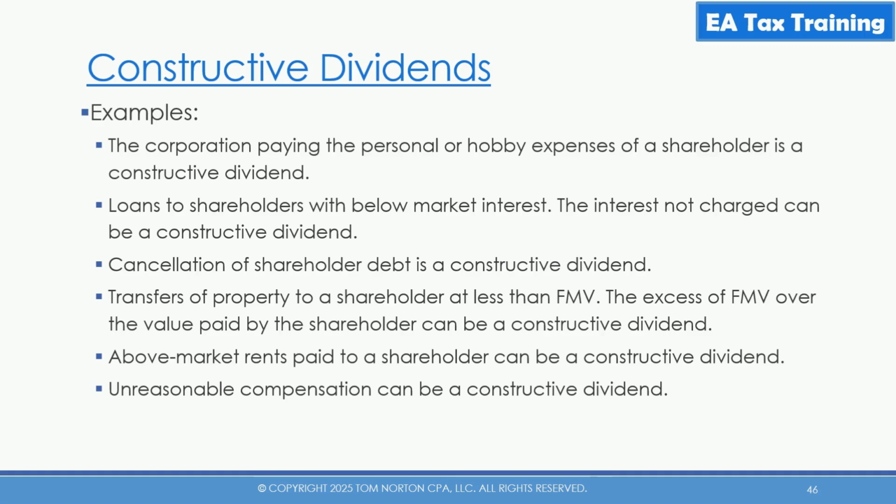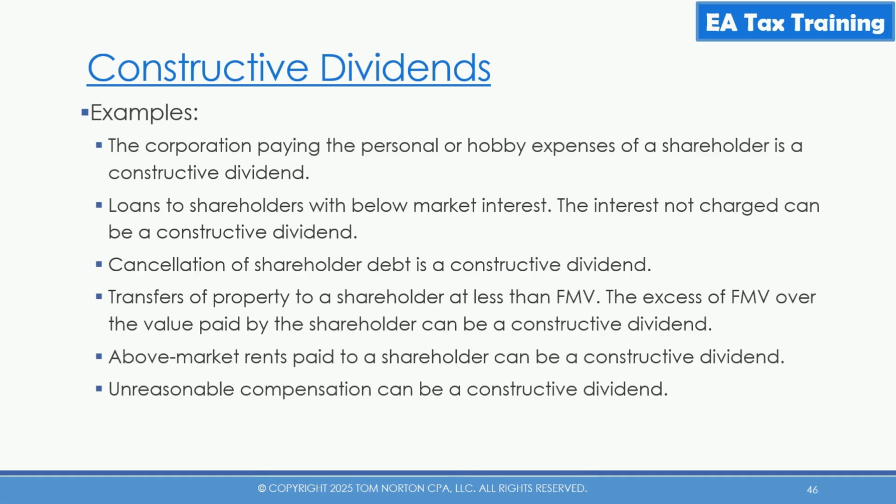Next, loans to shareholders with below market interest. The interest that is not charged can be a constructive dividend. So if you have a loan to the shareholder, the corporation can do that, and we'll talk more about loans later. But if they don't charge a market interest rate, then the interest they don't charge is a dividend to the owner. Cancellation of shareholder debt is also a constructive dividend. So if the corporation loans the shareholder some money and then forgives that loan, that is a dividend to that shareholder.